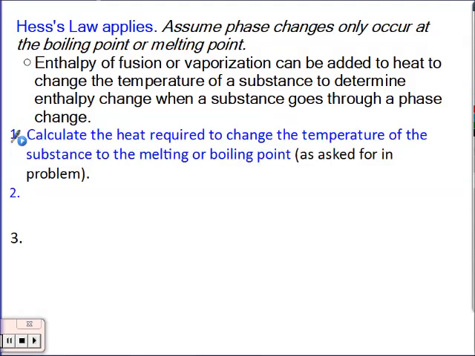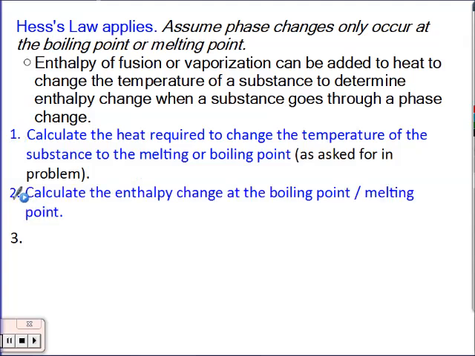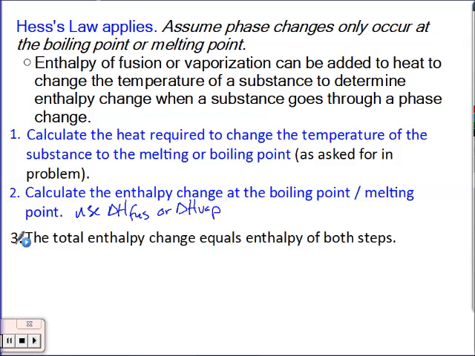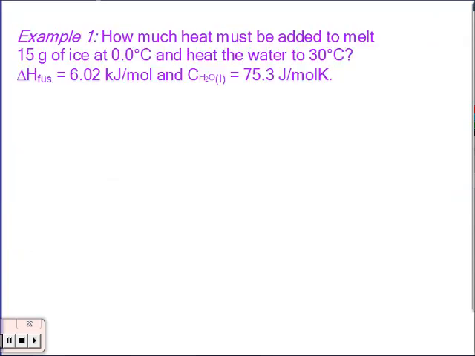So if I'm trying to figure this out with Hess's law, first you need to calculate the heat required to change temperature to that melting point or boiling point, whatever the problem asks for. Next, calculate the enthalpy change at the boiling point using delta H fusion or delta H vaporization. And lastly, the whole enthalpy change equals the enthalpy of both steps, whatever it took to get there, whatever it took to melt it. And if you have to, you can keep adding on to heating the next step up some more. So make sure you have that written down.